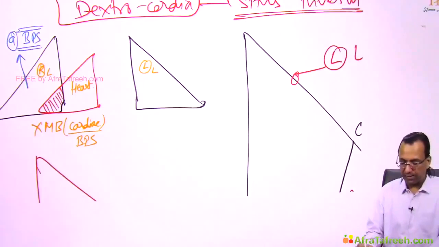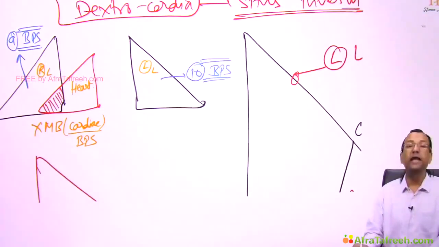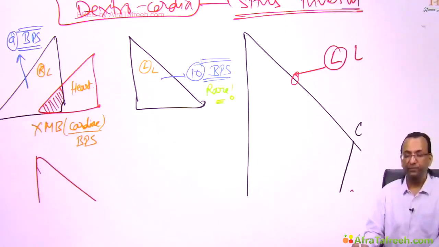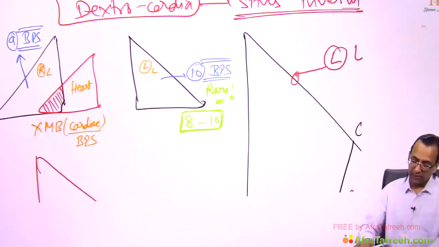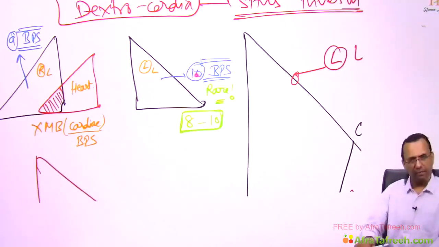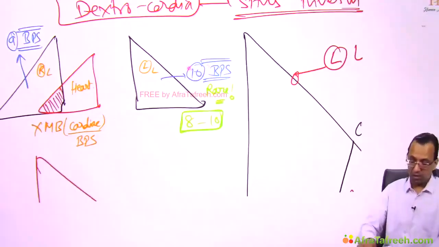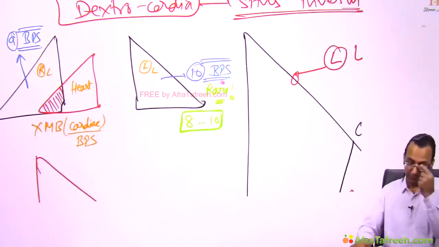And the left lung is having 10 BPS. But remember, the left lung having 10 BPS is very rare. Why is it rare? Because situs inversus is rare. I told you, the left lung can have 8 to 10 BPS. Now it is having 10 BPS. You mean to say that the left lung can have 10 BPS? Yes, if it is a case of dextrocardia, situs inversus. But it is rare.